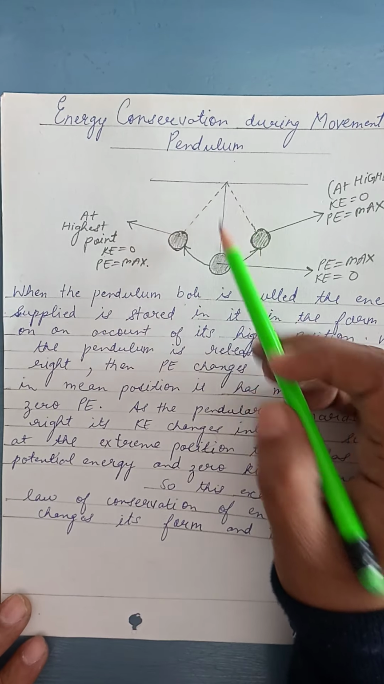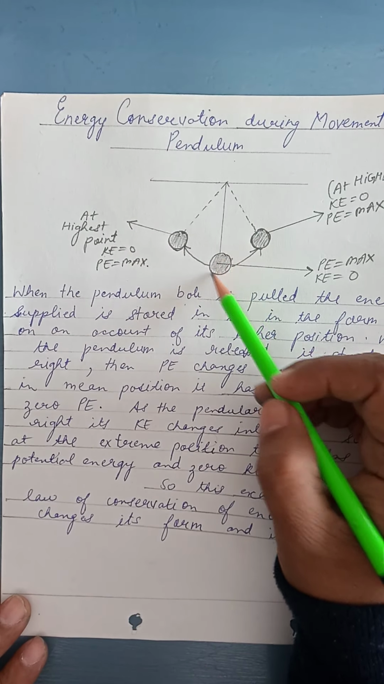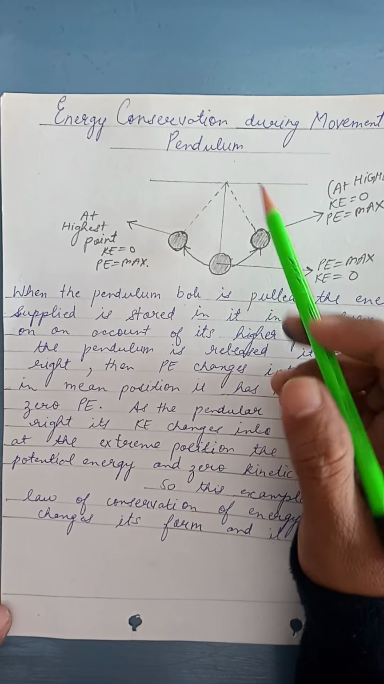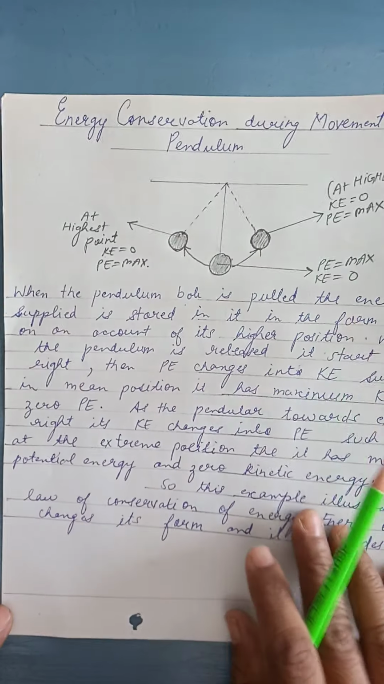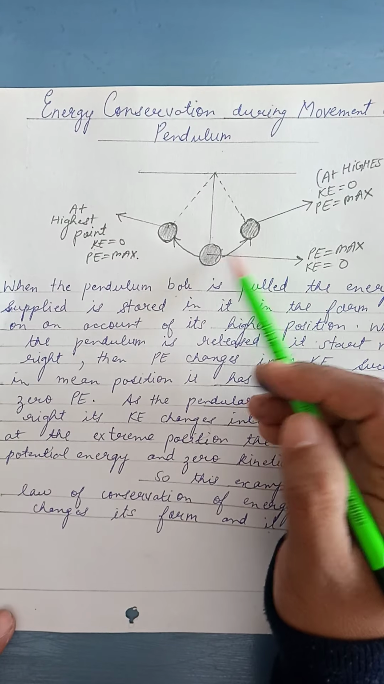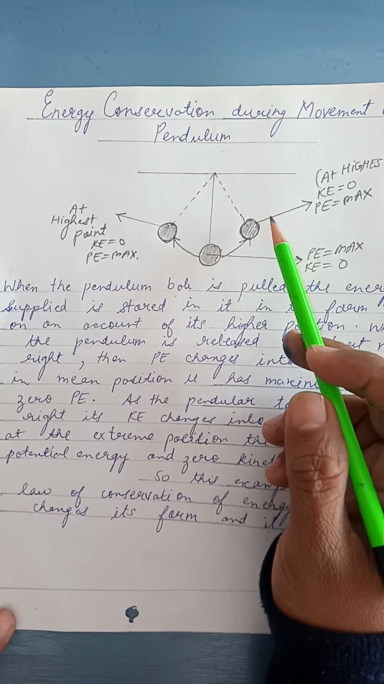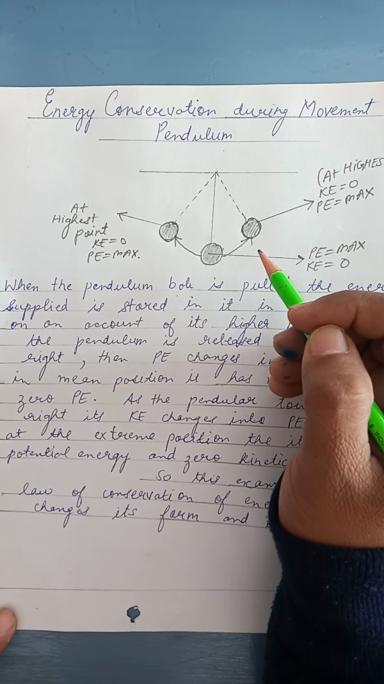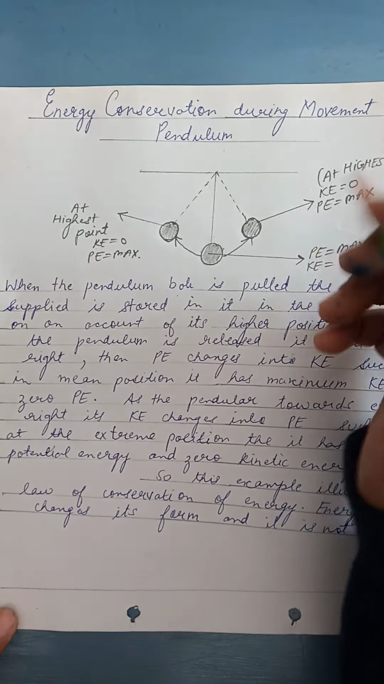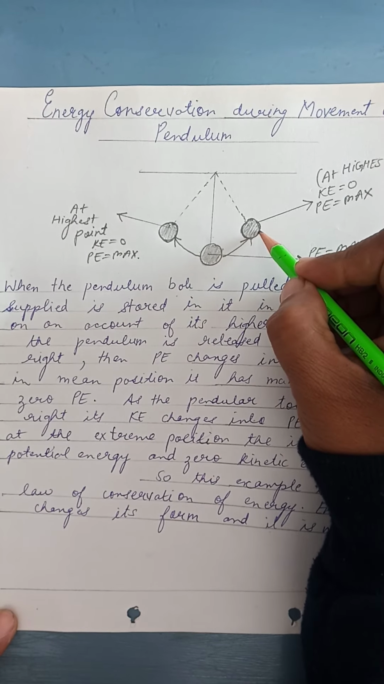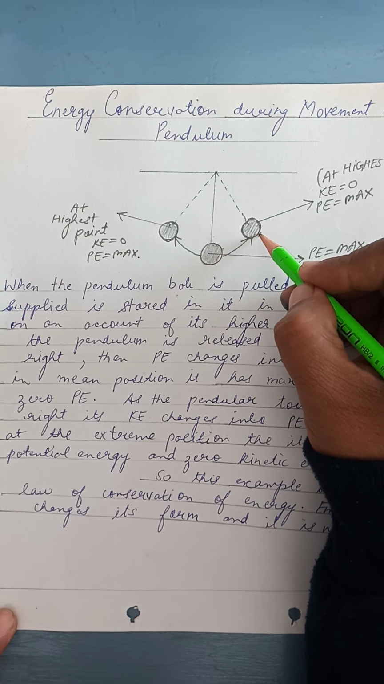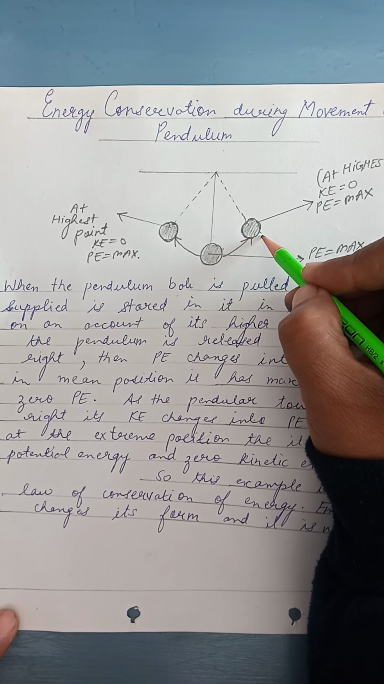Here there is a bob, which means this part which is moving. The bob is tied with a thread, and we are studying the movement of the pendulum. When a pendulum moves, there are different conversions of energy, and we will study them one by one. Suppose you are holding this bob here. When you are holding it, it is not moving, it is at a constant position.